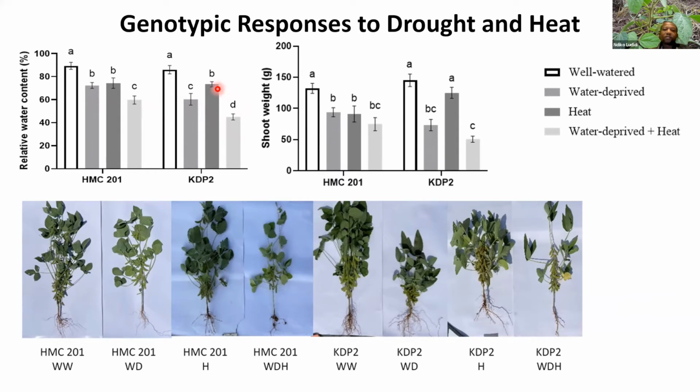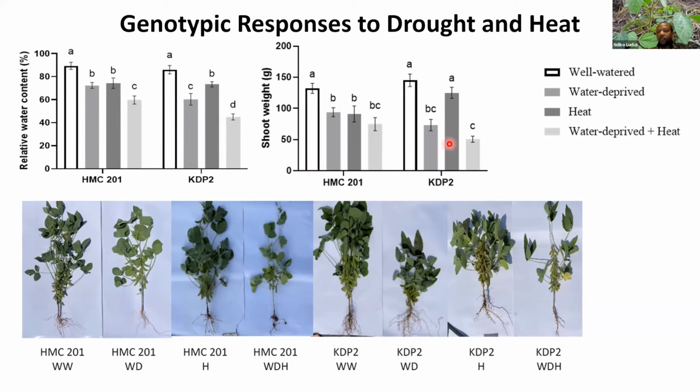No difference between the two genotypes under heat stress, but under combined stress, much more decrease in relative water content in KDP2 compared to HMC 201. As you can see, this relative water content is sitting at between 45 and 50%, while in the case of HMC, it's about 55 to 60%. So much more water loss in KDP2 than HMC 201.